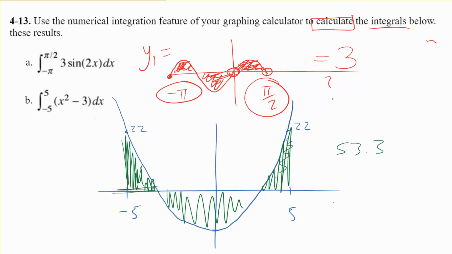So that means there was more positive area up here than there was negative area here, wasn't there? So definitely not to scale. Good.